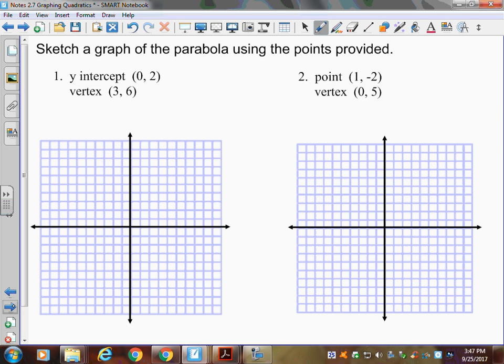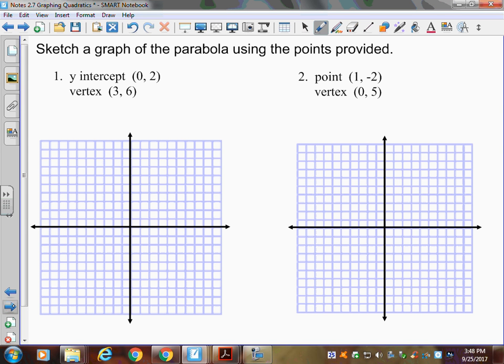Next, we're going to look at graphing parabolas. You know, when we learned about graphing lines, 2 points is how much you need to make a straight line. Well, to make a good parabola, you have to have a minimum of 3 points. Let's see how we can determine some of the information we need.